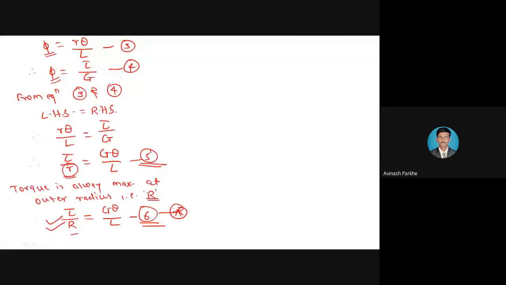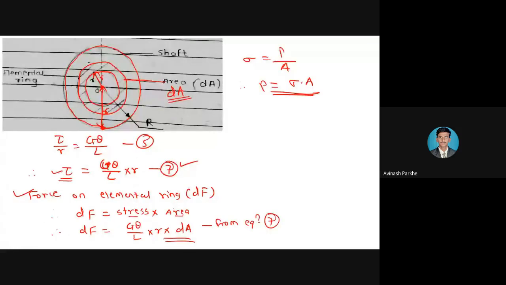Please keep in mind, for further derivation, we have considered one elemental ring, and that ring has radius r and cross-sectional area dA. Already from equation number 5, we have calculated the shear stress induced in the shaft, that is tau is equal to G theta by L into r. Equation number 7 I have written here. That tau represents the shear stress induced in the shaft as well as the shear stress induced in the elemental ring.